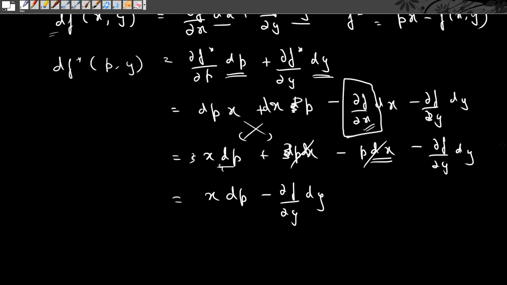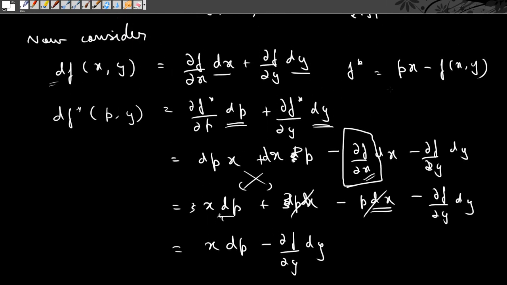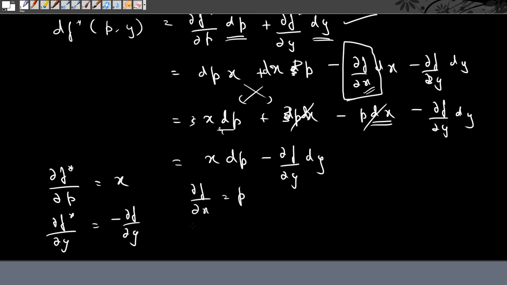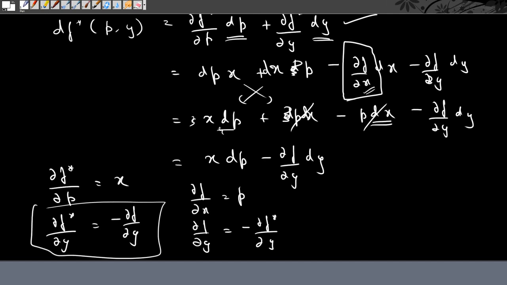Okay, so comparing this with this particular expression, we see that ∂f*/∂p is equal to x, and ∂f*/∂y is equal to minus ∂f/∂y. Also, ∂f/∂x is equal to p, and the other relation ∂f/∂y will be equal to minus ∂f*/∂y. That is the same as this relation.